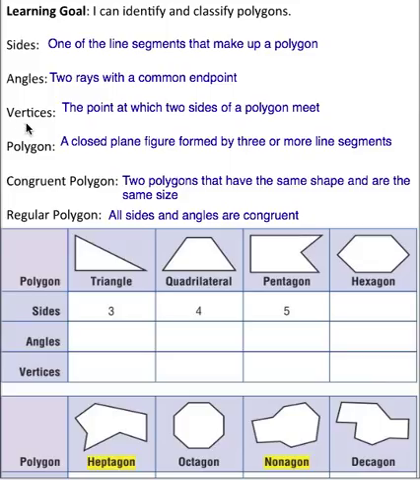And then our next definition is vertices, the point at which 2 sides of a polygon meet. So vertices are kind of like angles. So the vertices are where 2 sides of a polygon meet. So if you look at a triangle, there's 3 angles and there's 3 vertices, because angles and vertices are the same thing almost when you're talking about polygons. So this triangle has 3 vertices and 3 angles.